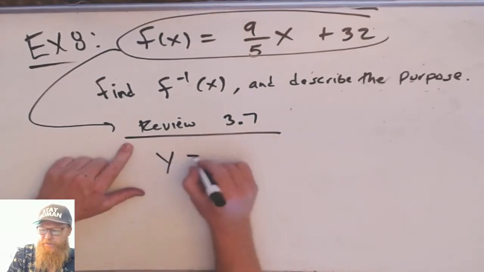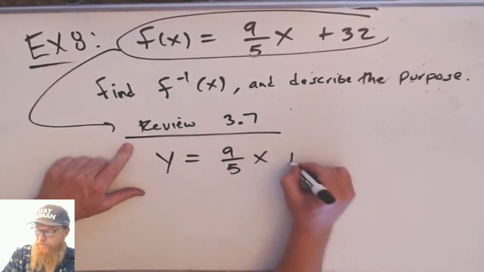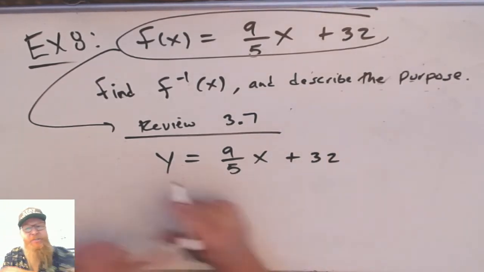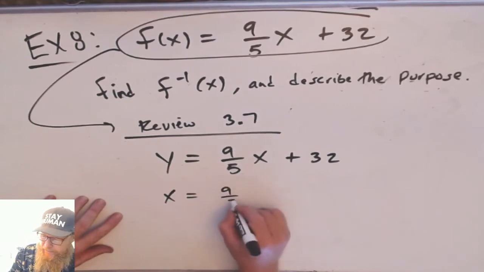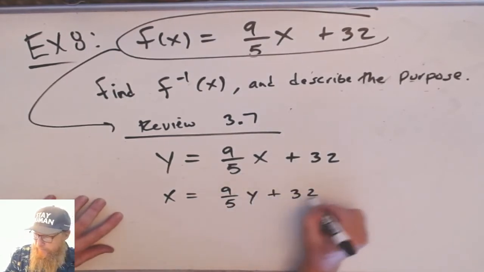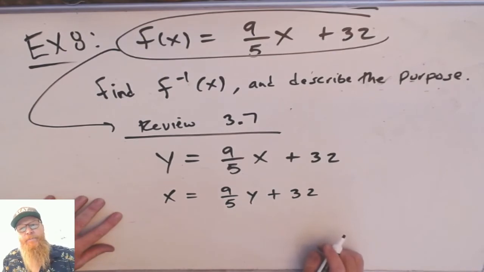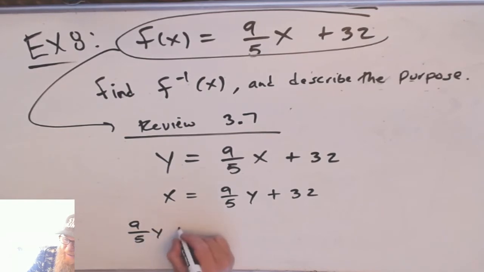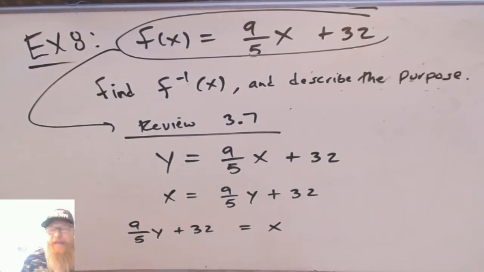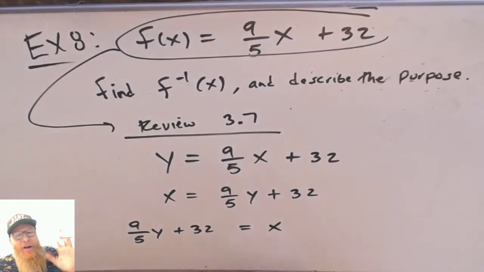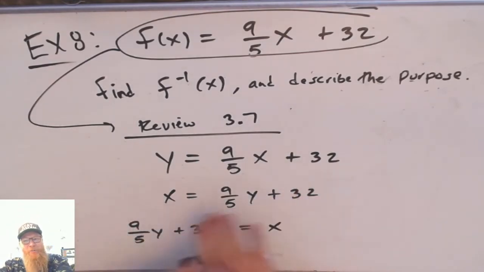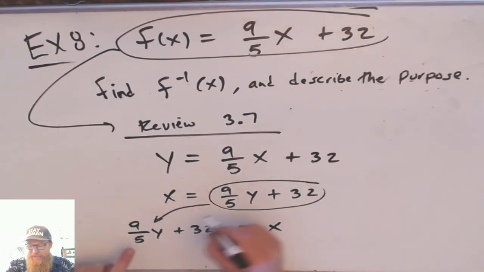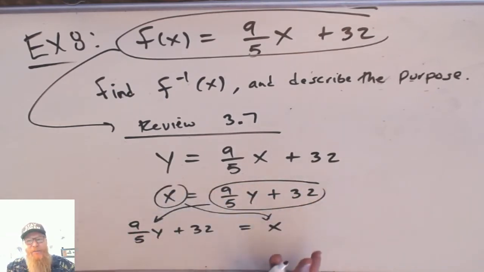3.7 review. You first write y equals. Remember the steps? First write it as y, then switch the x's and y's. I like to take it one step further. I like to actually write the y on the left and write the x on the right. So I not only switch the letters, but I also switch what side they're on. I like to put this 9/5 over on that side and then put this x on that side. You'll see why in a minute.